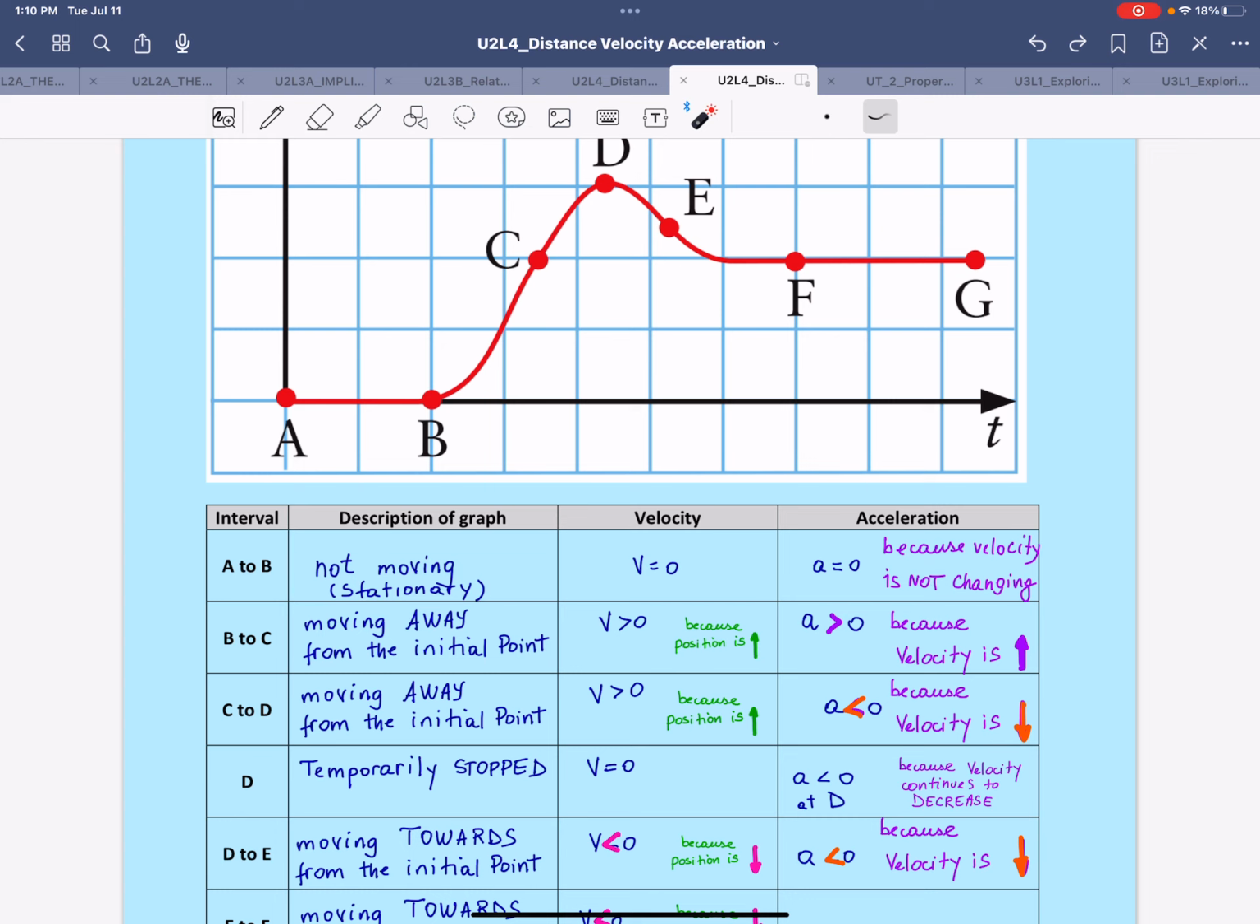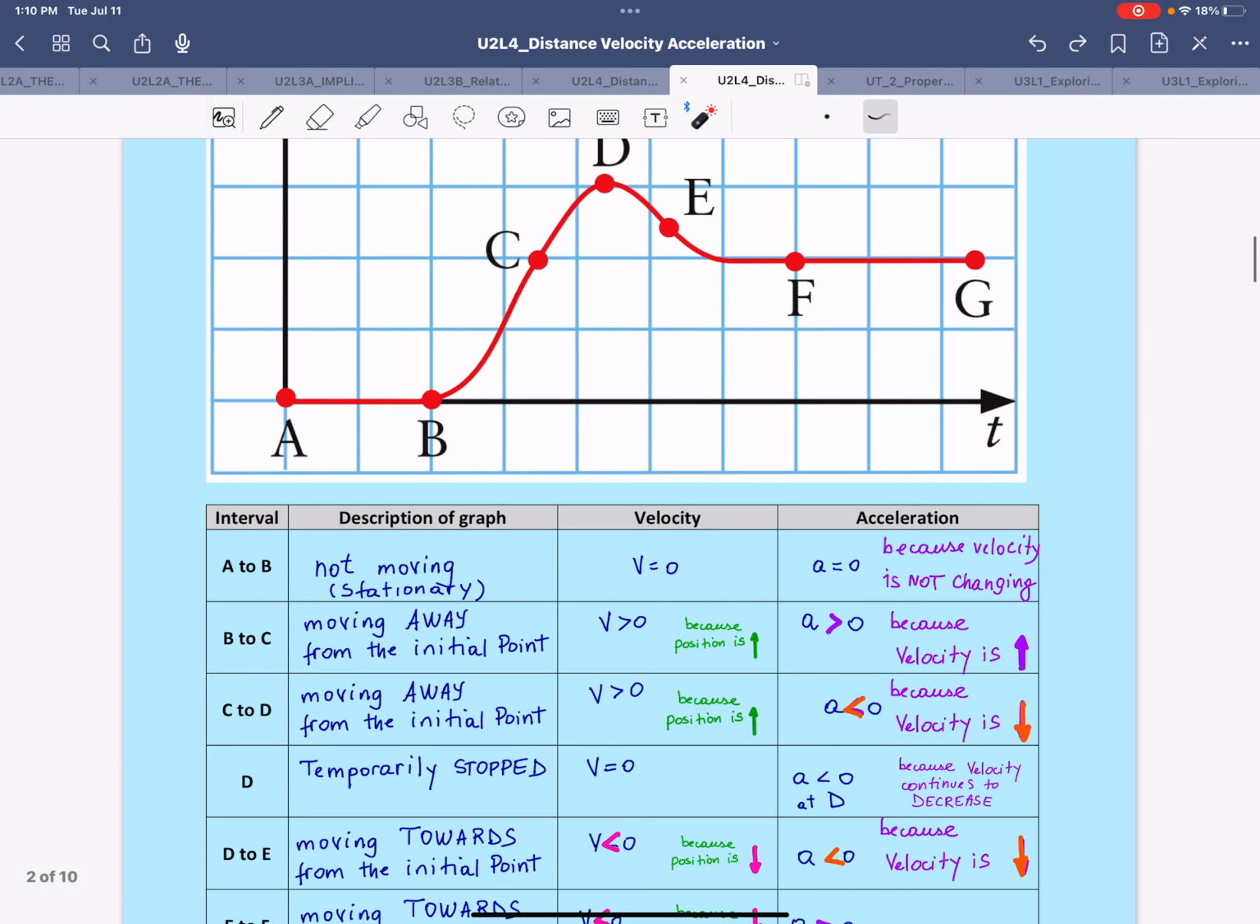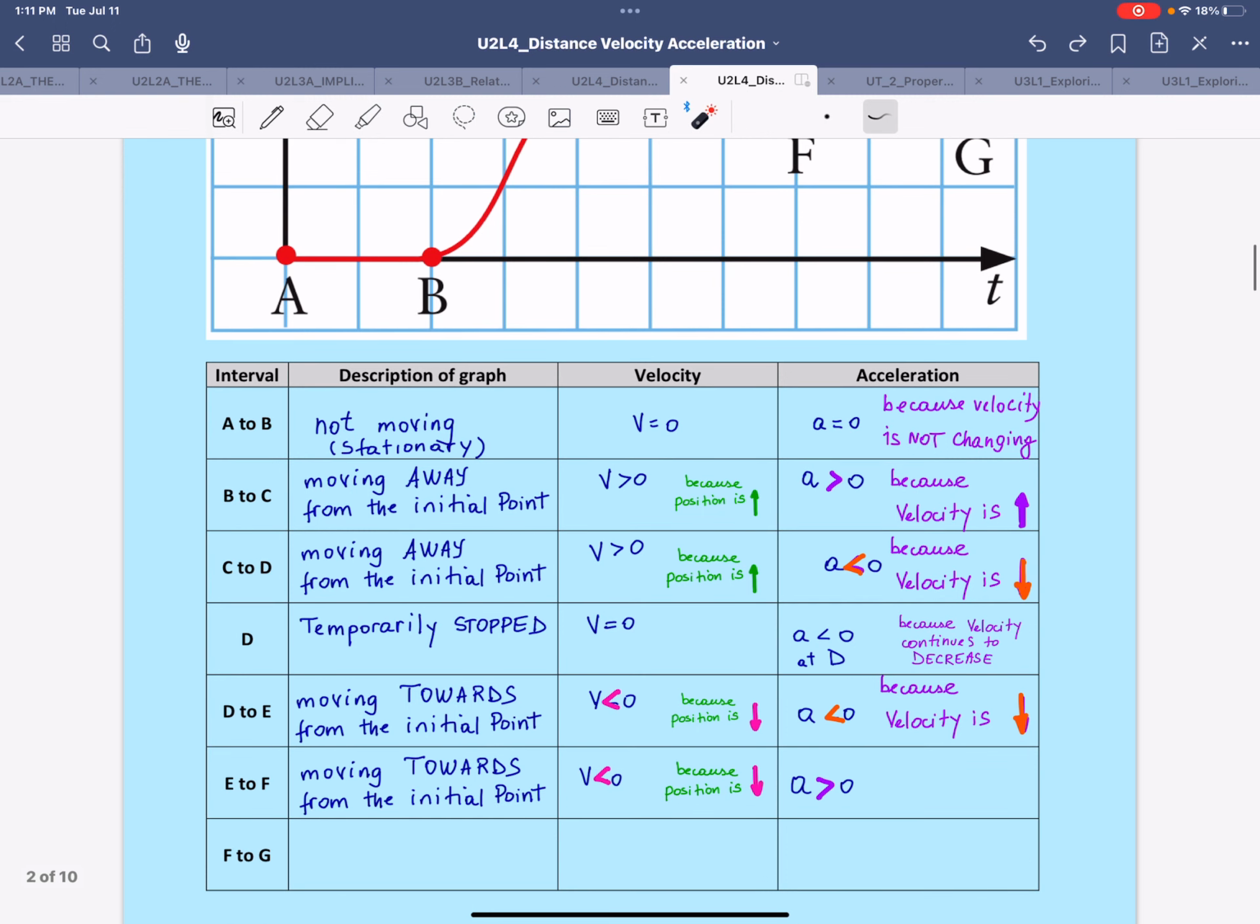Now, from point F to point G, even though the velocity is negative, it's increasing in value because it goes from negative to close to 0, which means that the quantity that represents velocity goes from negative to 0. It's an increasing quantity, which means that the acceleration would be positive because velocity is increasing.